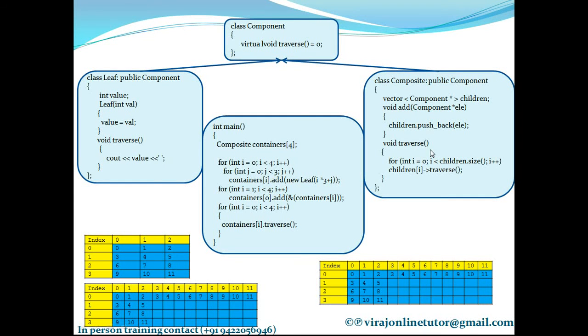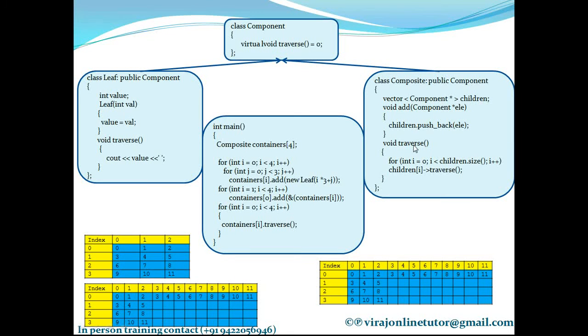Now what will traverse do? Traverse will iterate through all elements of this vector and it will invoke its traverse function. So suppose I call this add function 10 times by passing 10 different component elements. All these 10 objects will be added to the children vector. The very first time I call it, the first component will be added to children. The second time, the second component will be added. Third, fourth, fifth, sixth, 7, 8, 9, 10. All these 10 objects will be added to the children vector, and the children vector will be full of 10 different component objects.